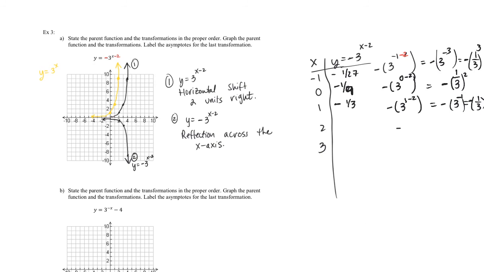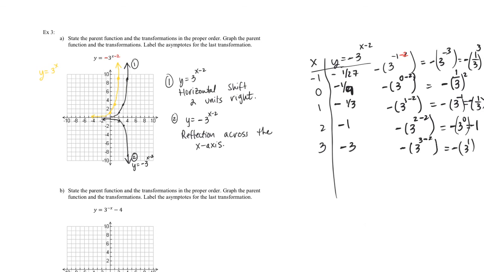And then usually that would be an output of 9, but we're subtracting 2. So we'd have the opposite of 3 to the 0, which is negative 1. Right? Because anything to the 0 is 1. Okay, and now we have the opposite of 3 cubed. That would usually have been 27, but it's not because we're subtracting 2. So this is actually the opposite of 3 to the 1. So it's negative 3.